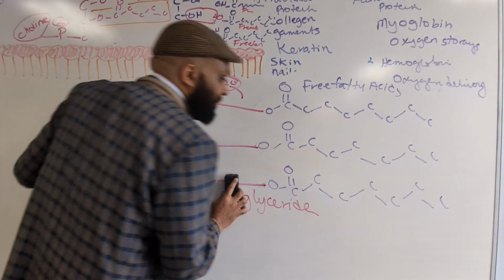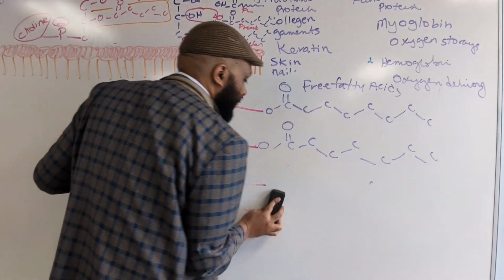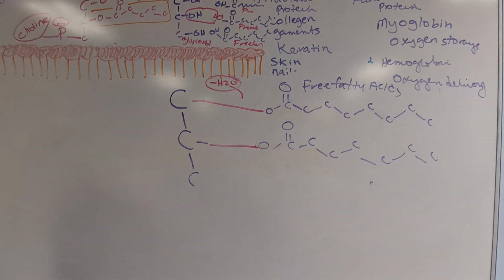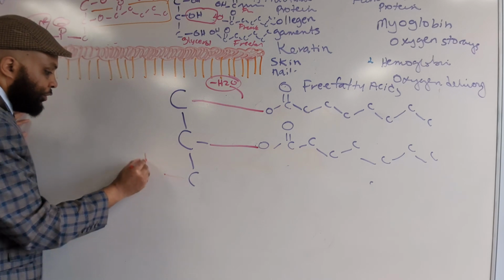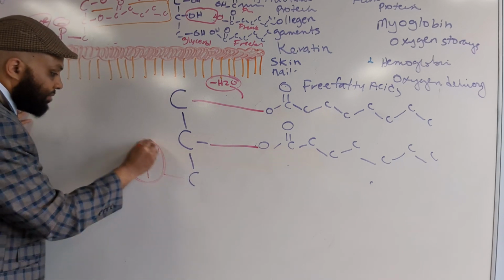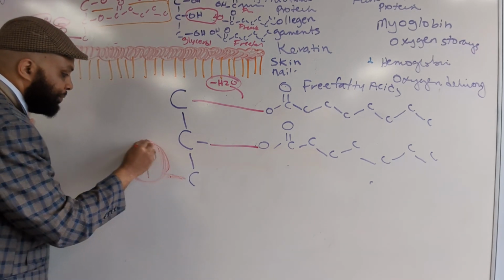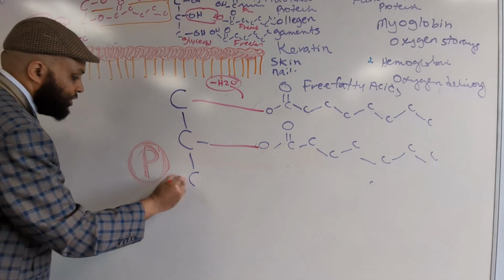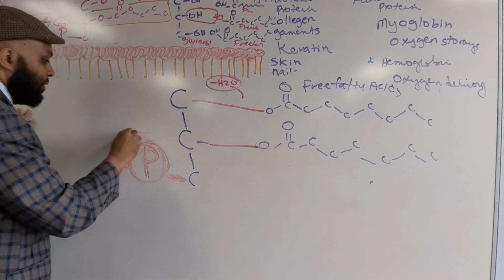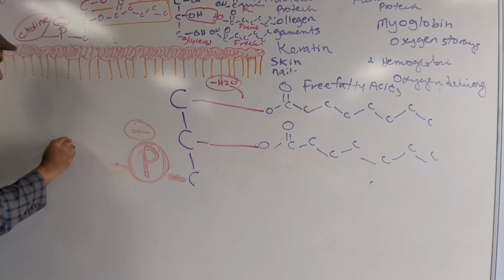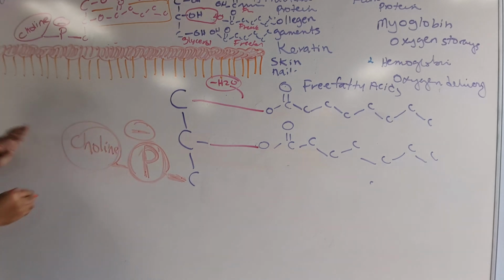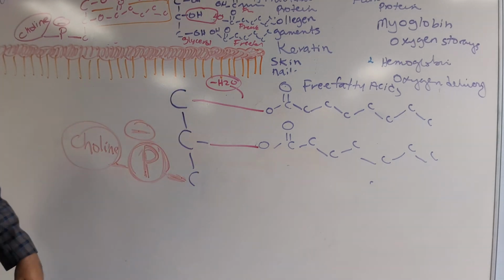We keep 2 tails, but we take one of the tails out, and we add a phosphate group that is negatively charged, with a minus charge, and a choline. And that is my head. And these 2 are my orange tails.